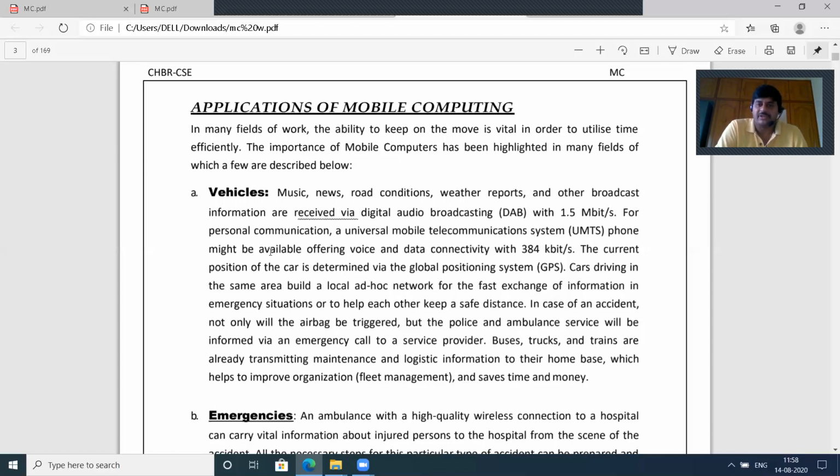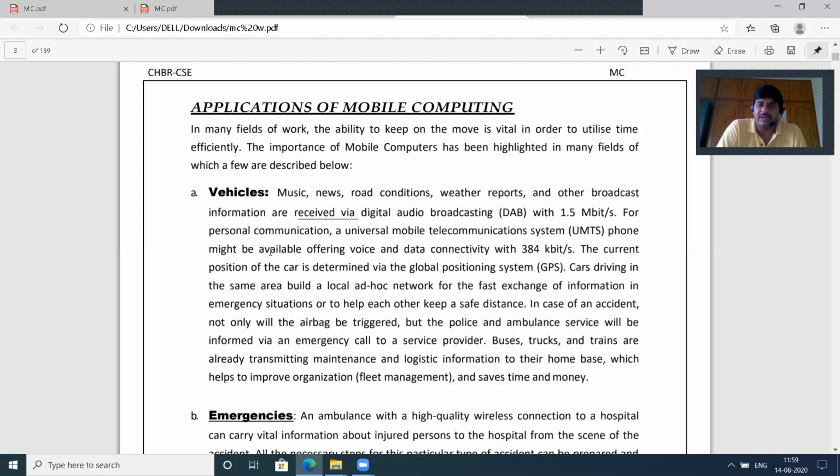Vehicles mean, let's take an example of cars. In our car, music, news, the road conditions, weather reports, and broadcast information come via DAB. DAB means digital audio broadcasting, and every communication happens through this mobile telecommunication. This is mobile telecommunication only.